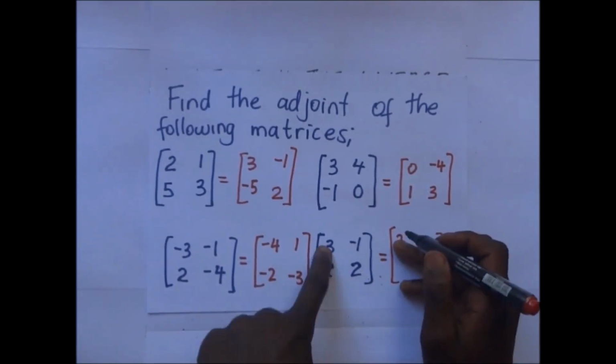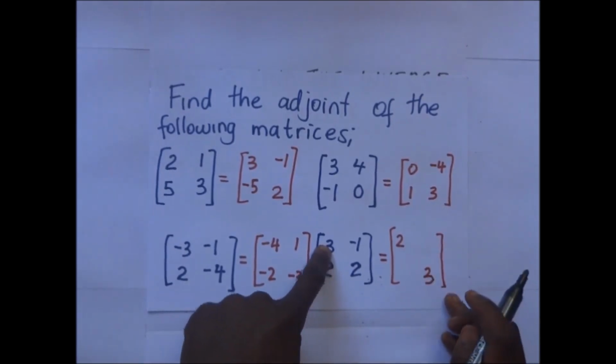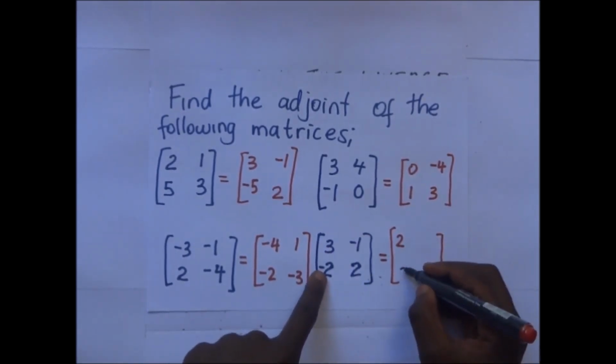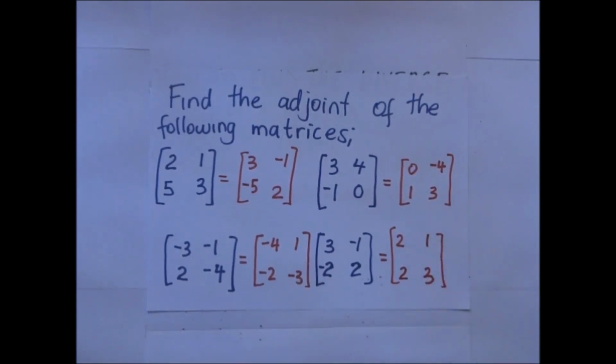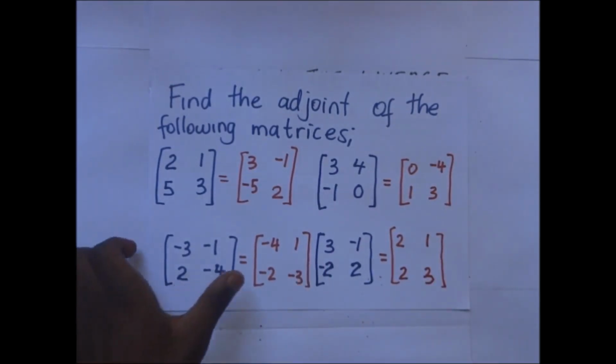The 2 comes up here, then the 3 is down here. Then we multiply this by -1, this becomes 2, and this becomes 1. So that's how we find the adjoint of the matrix.